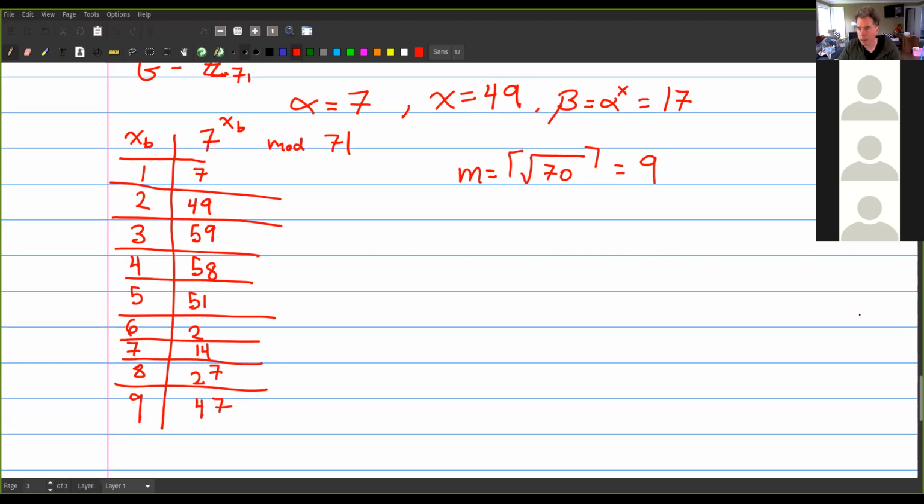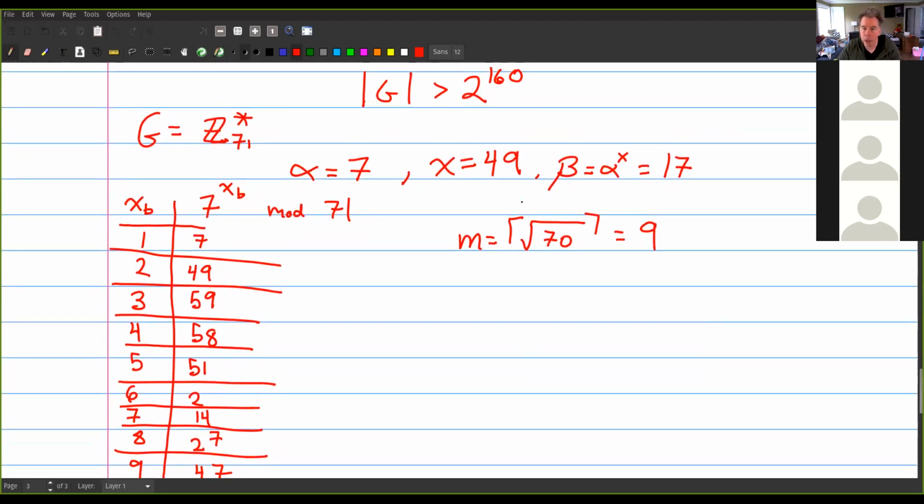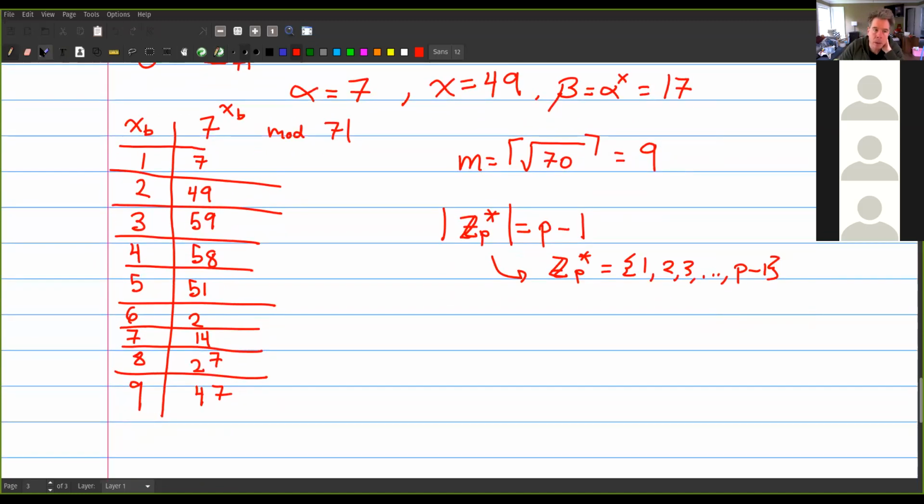Okay. So can you repeat how you got 70? Yes, because the cardinality of ZP star is always P minus 1. ZP star is equal to 1, 2, 3, up to P minus 1. Okay. So that's the baby step.